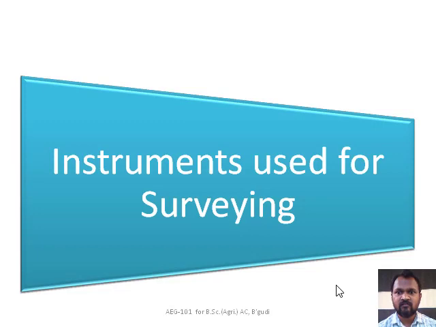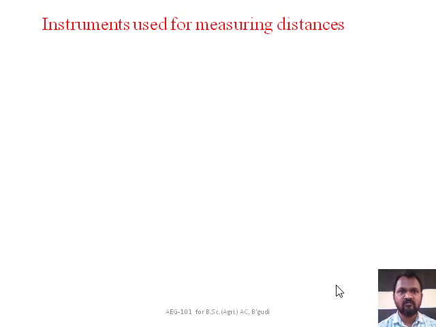The topic is instruments used for surveying. Here we'll see what types of instruments we are using for surveying. Instruments used for measuring distances are chain and tape. These are the two instruments we are using for measuring distances in surveying.